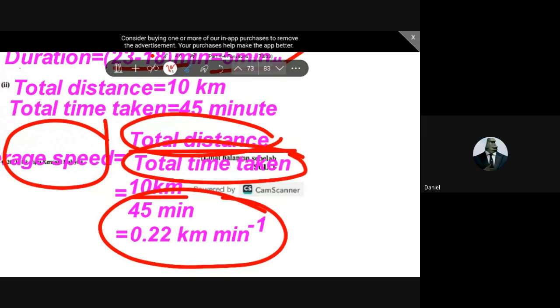Okay, so boleh faham? Yes. Not only is it short, but it's also easy to get marks for this chapter. So others still okay? Good. Okay, very good. Next one lah, next question.